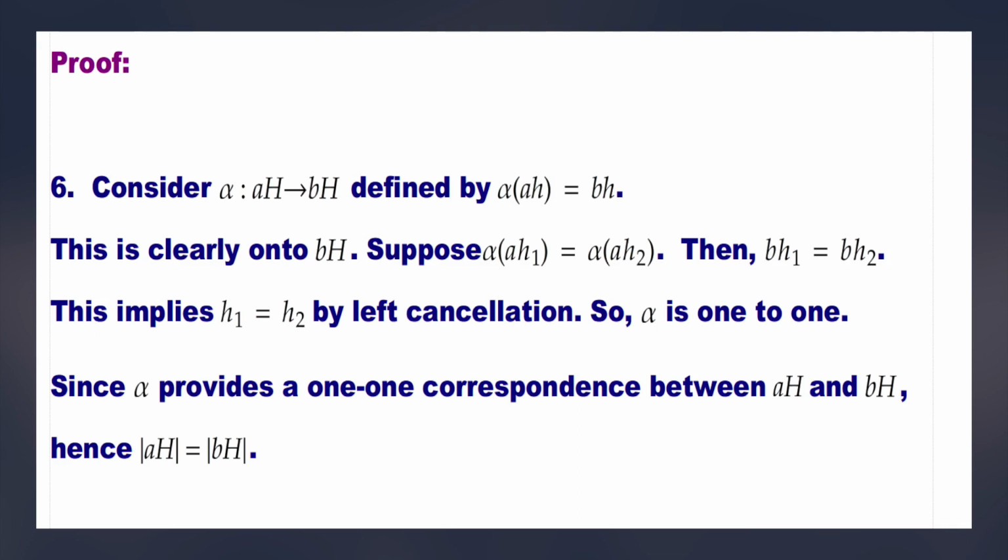Sixth one, consider α from aH mapping to bH defined by α(aH) = bH. This is clearly onto bH. Suppose α(ah1) = α(ah2). Then bh1 = bh2. This implies h1 = h2 by left cancellation. So, α is one-to-one, since α provides a 1-1 correspondence between aH and bH. Hence, the cardinality of aH is equal to the cardinality of bH.